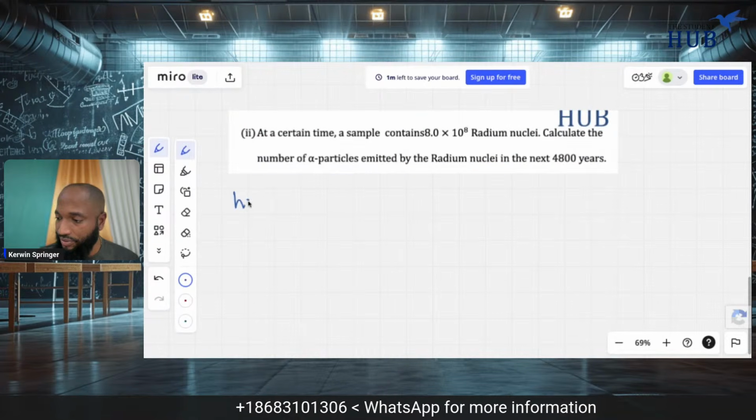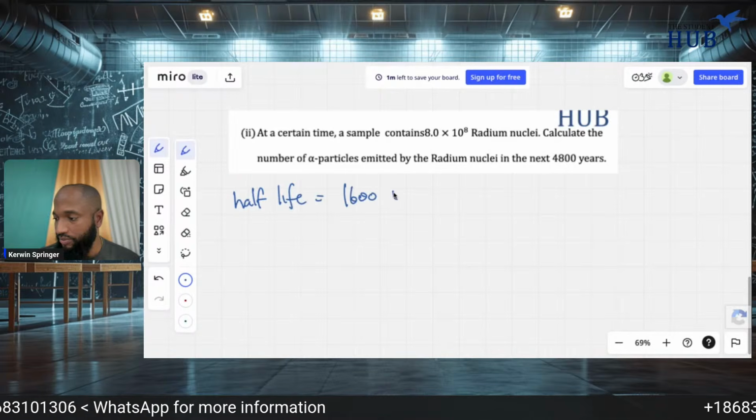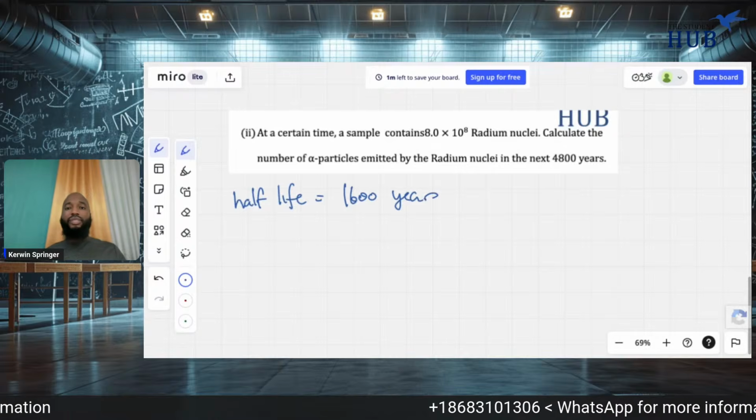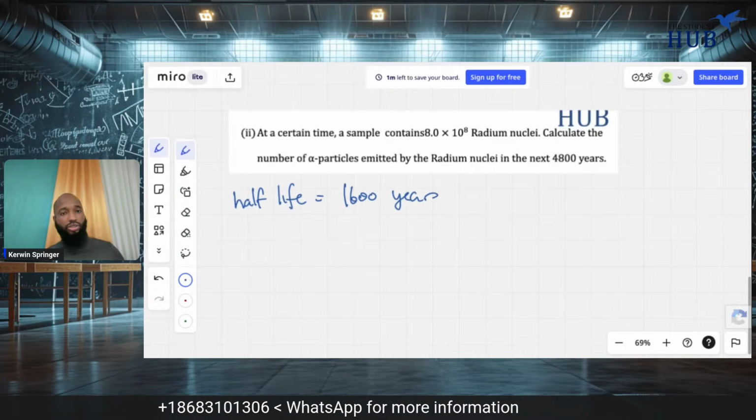Half-life is 1600 years. Go through. Malik says it's 7 times 10 to the power of 8. Oh my gosh, that's a lot.